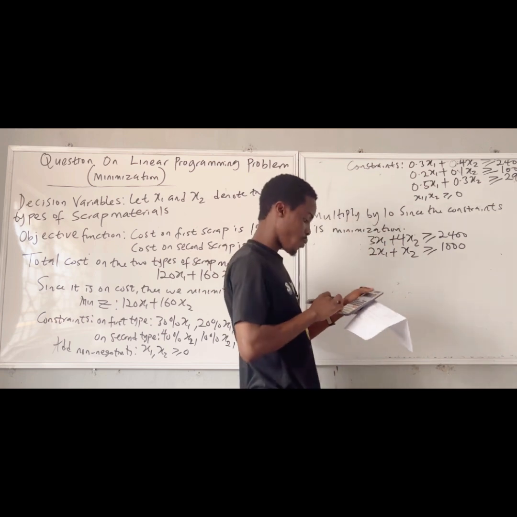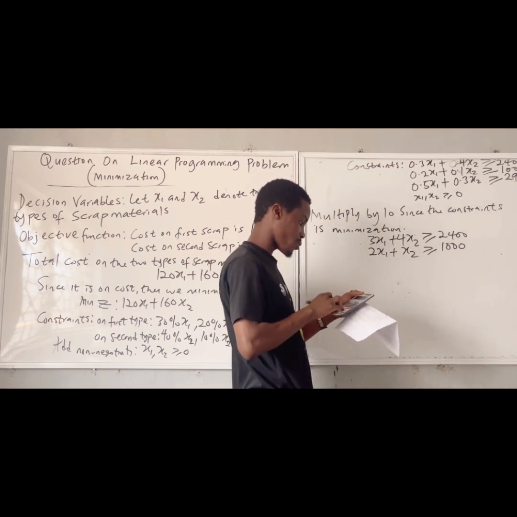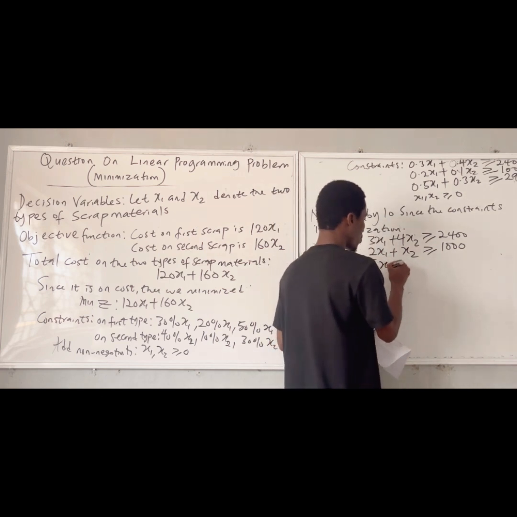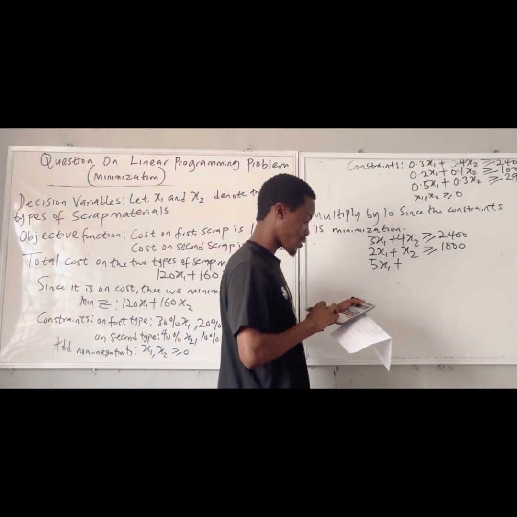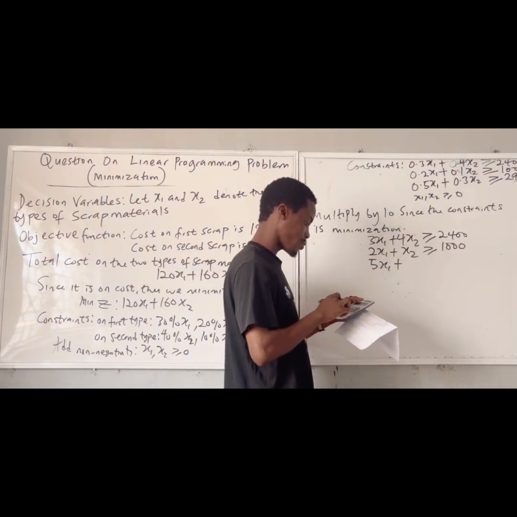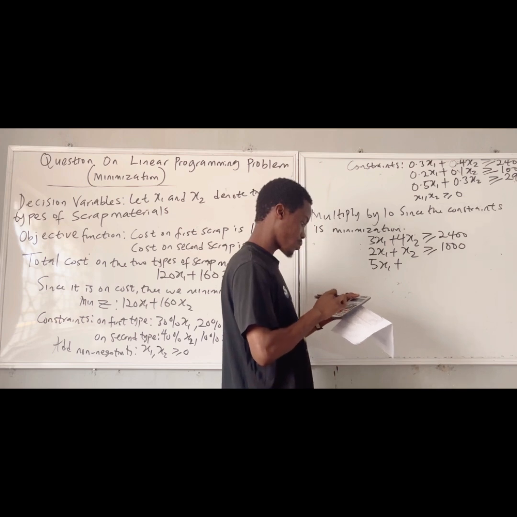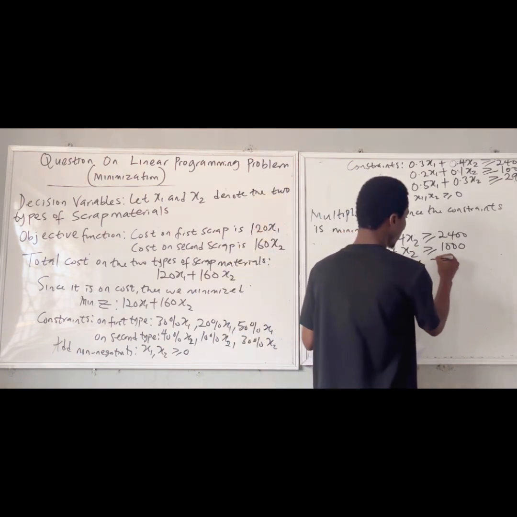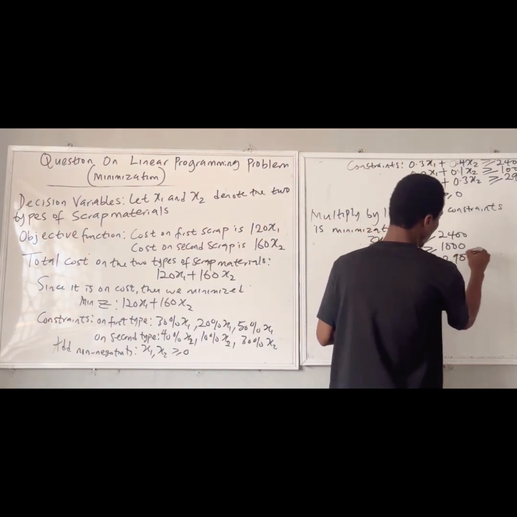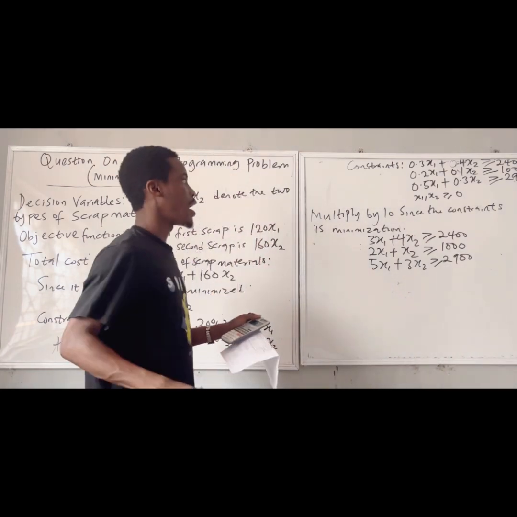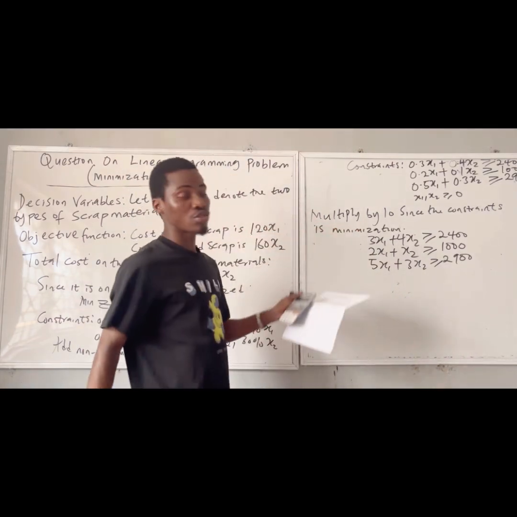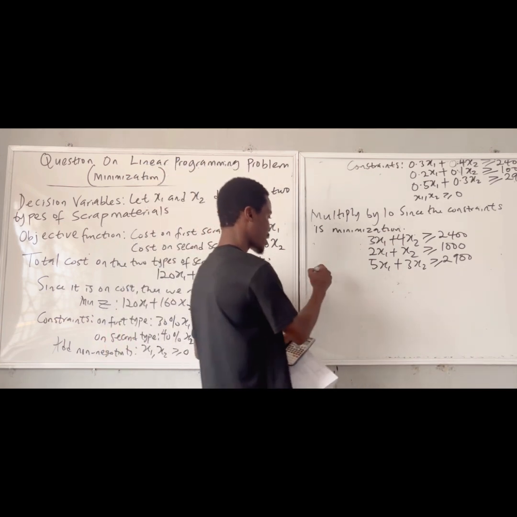For the last constraint, if I multiply 0.5 by 10, I'm going to have 5x1 plus, if I multiply 0.3 by 10, I'm going to have 3x2 greater than or equal to 2900. So I've multiplied the constraints throughout by 10, since the problem is minimization.